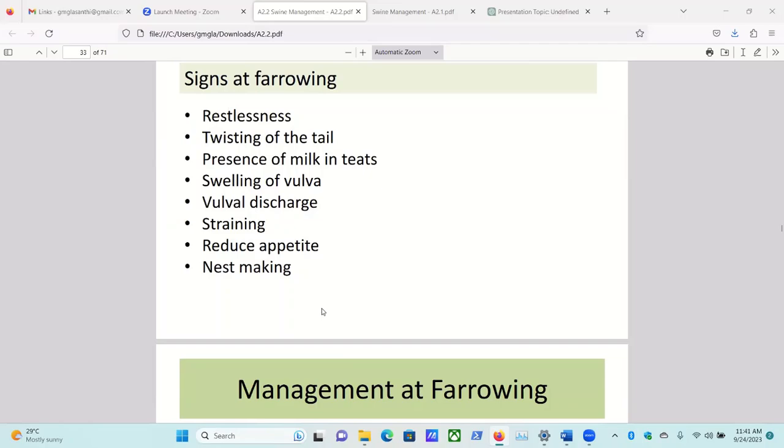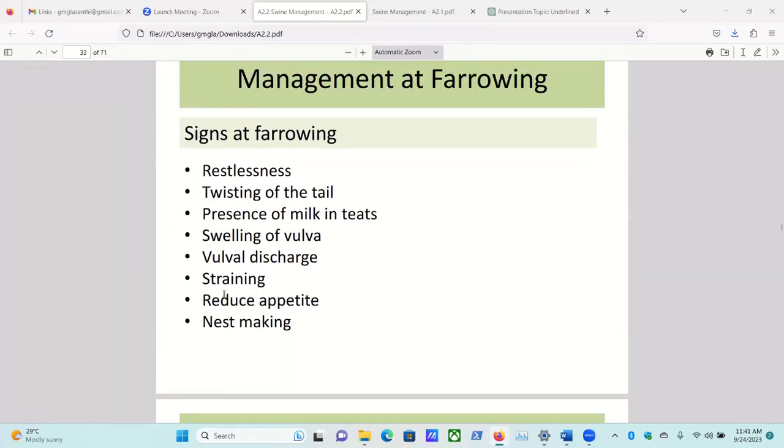The piglings are coming out. So these are the signs. The animal will be nervous, that is called restlessness, and the tail will be twisted. The milk, of course, will be present in the teats. Vulval enlargement is there, and discharge from the vulva can be seen. The animal is straining, and will not eat. At the same time, she will do nest making.